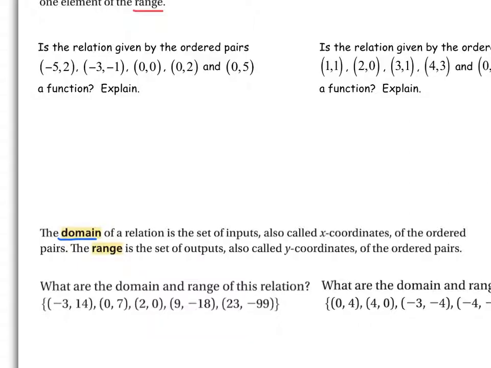The domain of a relation is all the inputs or x coordinates. The range of a relation or function is all the outputs or the y coordinates. So, anytime that you hear domain, input, or x value, those all mean the exact same thing. Anytime you hear range, output, or y value, those all mean the exact same thing. Okay? So, domain, x values. Range, y values.